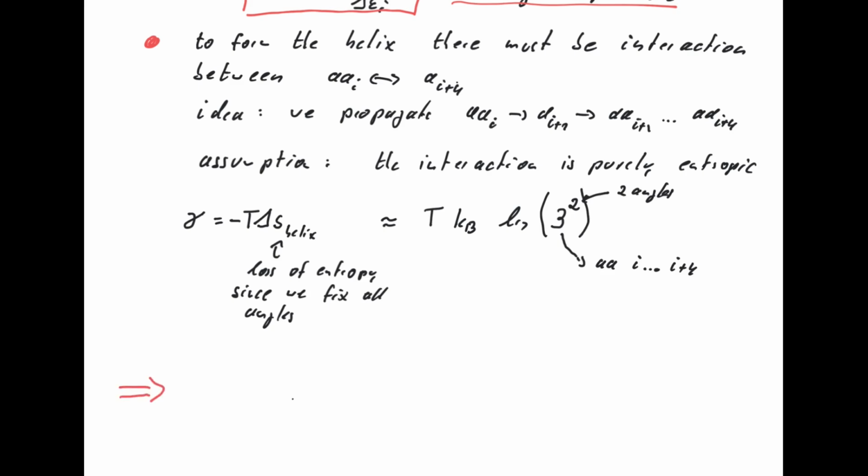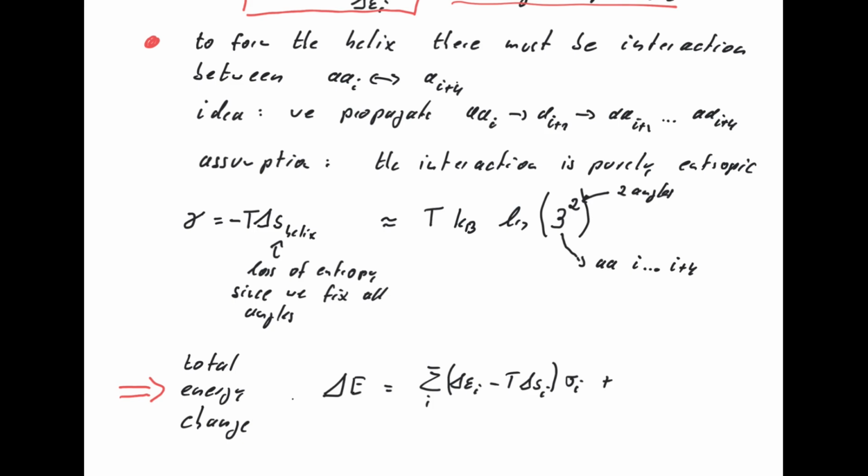Finally, now we derive the total energy if we change the location of amino acids from the coil state into a helical state, which we now call delta E. The total energy change for the whole chain is equal to the sum over all i, for all amino acids of the chain, of delta epsilon i minus T delta S i times sigma i, which is the energetic part, plus this interaction part that we just introduced, gamma times sigma i plus 1.